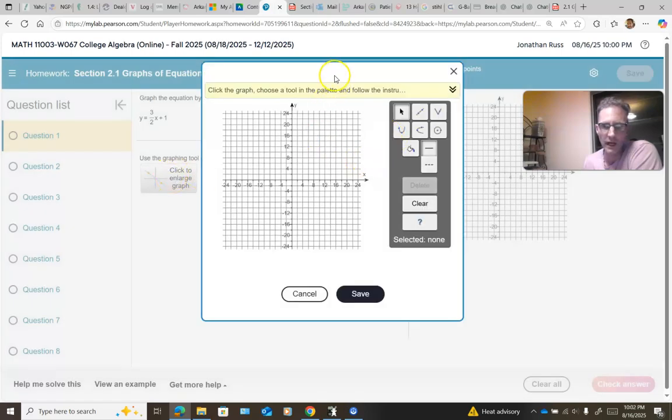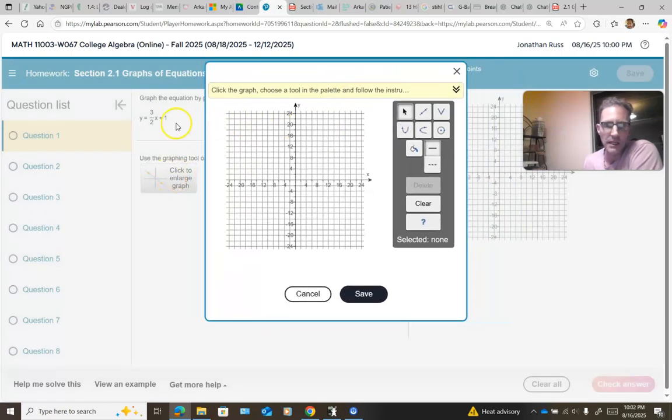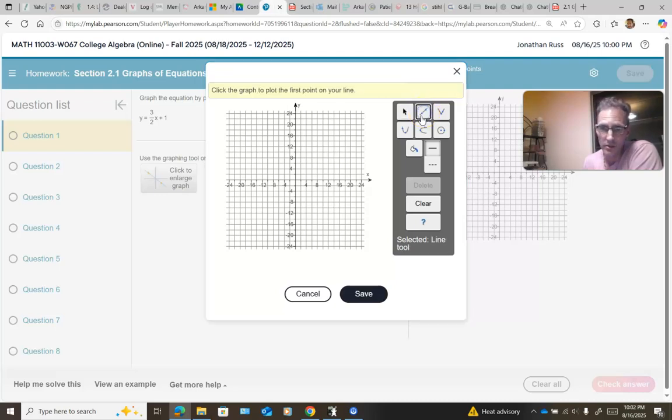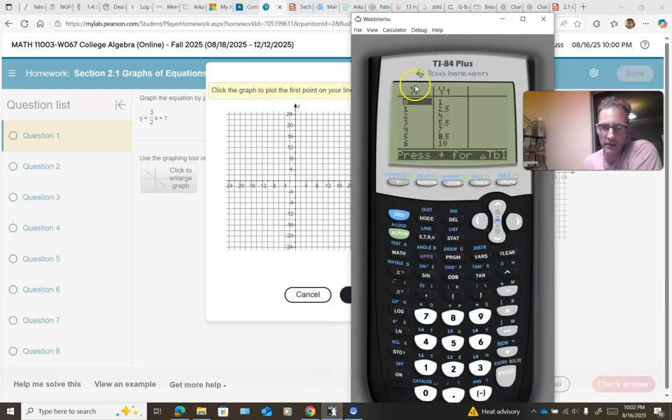All right, so we can use any 2 ordered pairs, but you've got to click here to enlarge the graph, and you've got to pick the type of equation it is. We are graphing linear functions or equations right now, so you're going to use the line tool. Now in the part 2 video, you'll be using some of these other tools, okay? Because we'll be graphing nonlinear equations. So I'll graph this one, and you're going to need to plot 2 points.